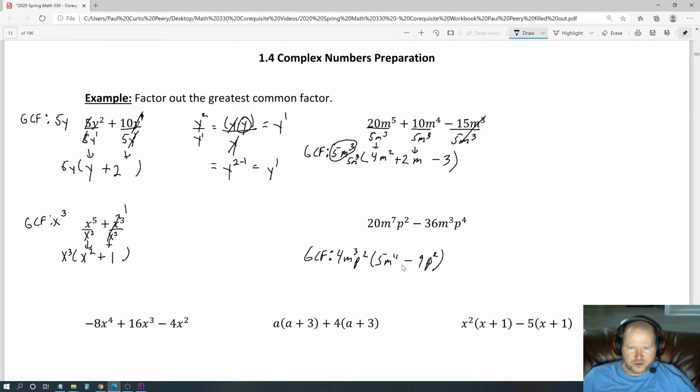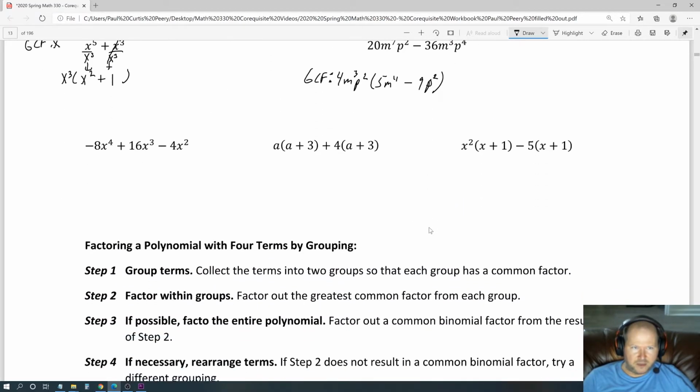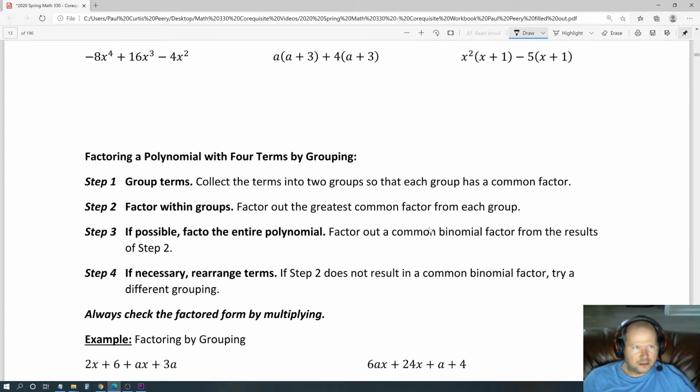And then we're done. So normally you don't write the GCF off to the side, you don't write all the division, you just kind of do most of it mentally. But if you need to write it out, by all means, write it out. Write it out as long as you need to. Okay, so let's try this one.